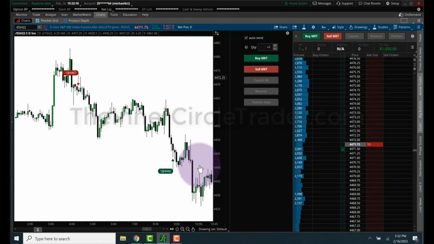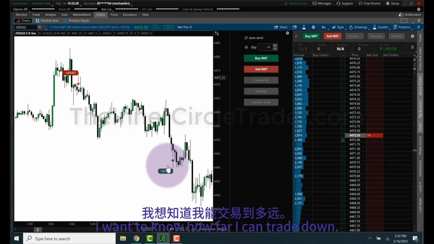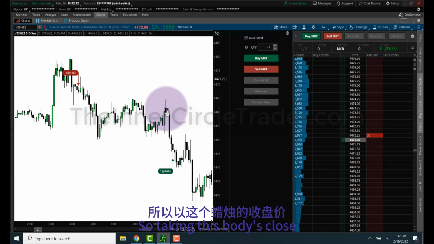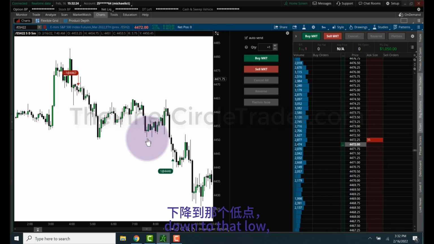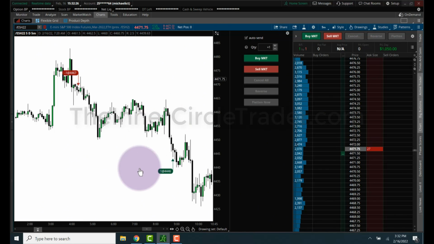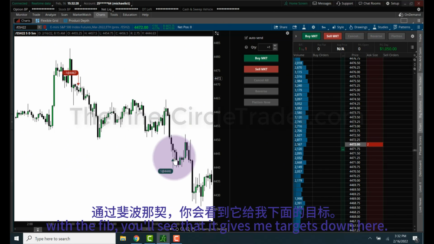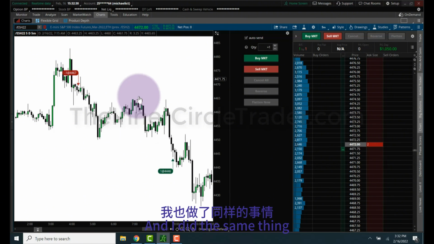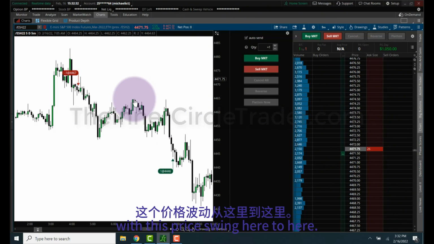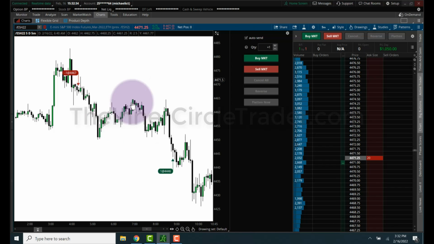So I was already short. I want to know how far I can trade down. So taking this body's close down to that low, projecting it down with the fib, you'll see that it gives me targets down here. And I did the same thing with this price swing here to here.